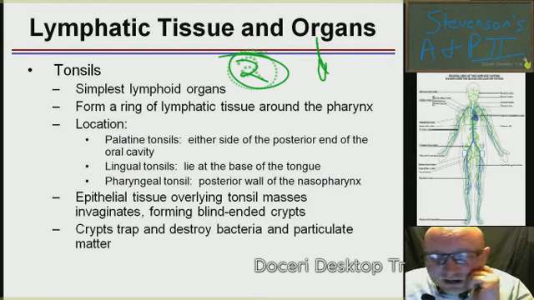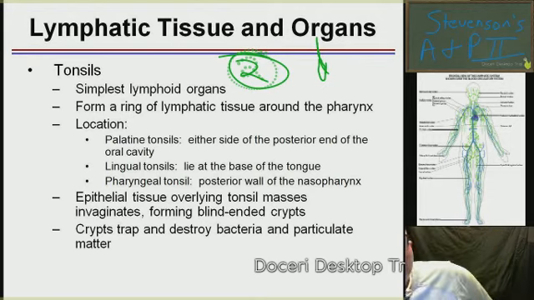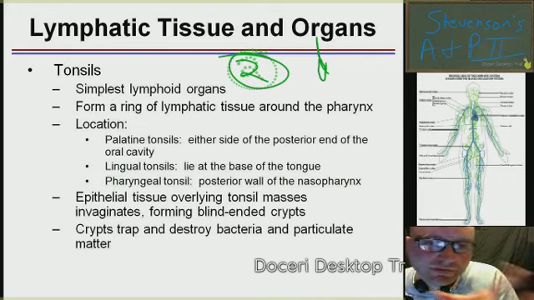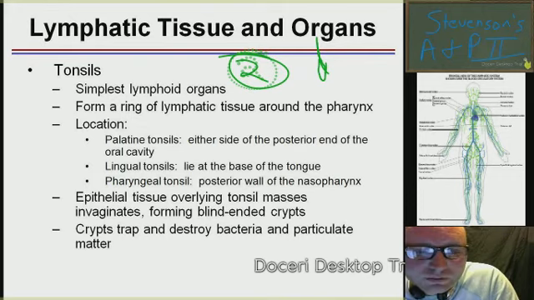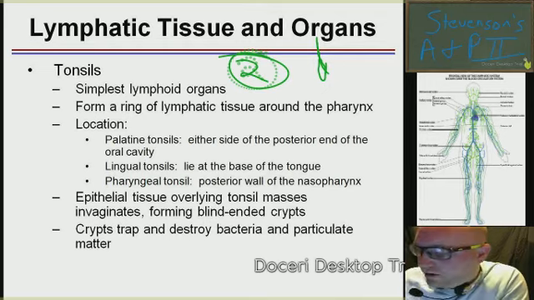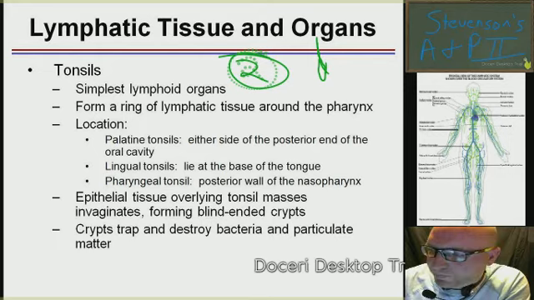Okay, the epithelial tissue, or skin tissue, that overlies the tonsil masses invaginates. In other words, it forms openings, forming blind-ended crypts. And these crypts trap and destroy bacteria, in particular types of matter it finds foreign, which is almost anything that you would imbibe in this way.